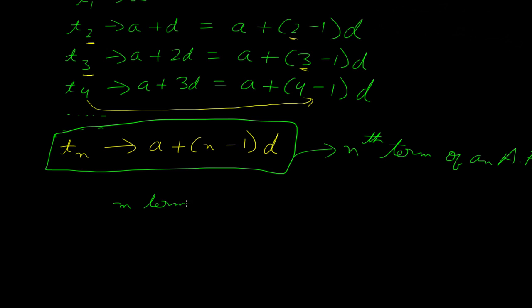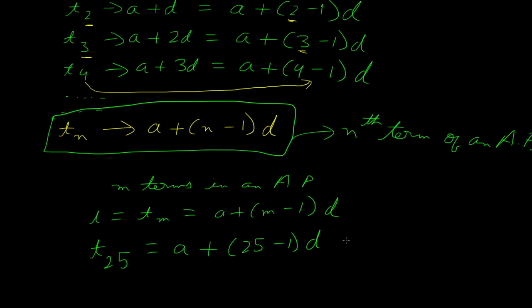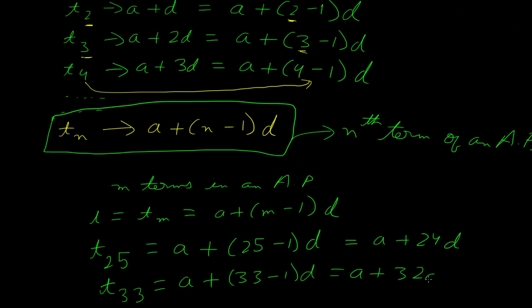So let's say there are m terms in an AP. Then the last term or mth term will be Tm is equal to a plus (m minus 1) times d. Similarly, if we need the 25th term of an AP, then it will be first term a plus (25 minus 1) times d, that is a plus 24d, and so on. You can write for anything. 33rd term will be a plus (33 minus 1) times d, or a plus 32d.